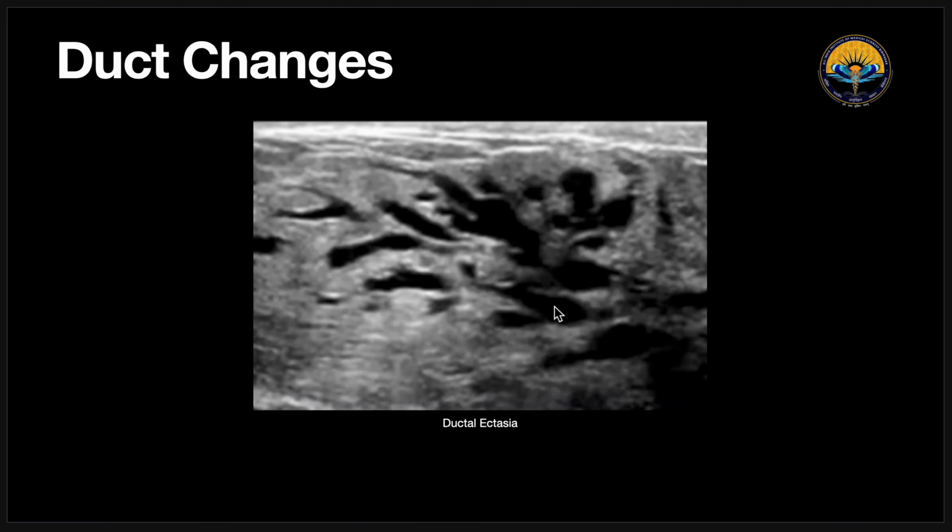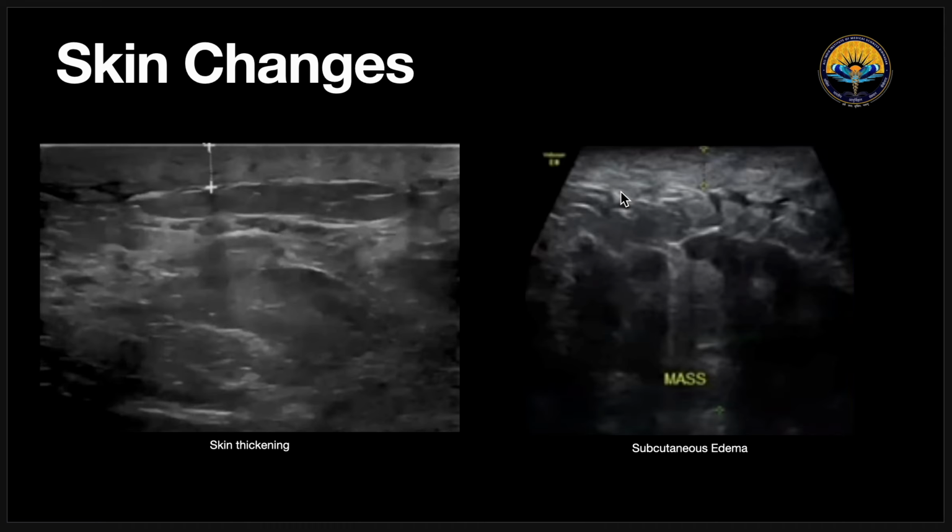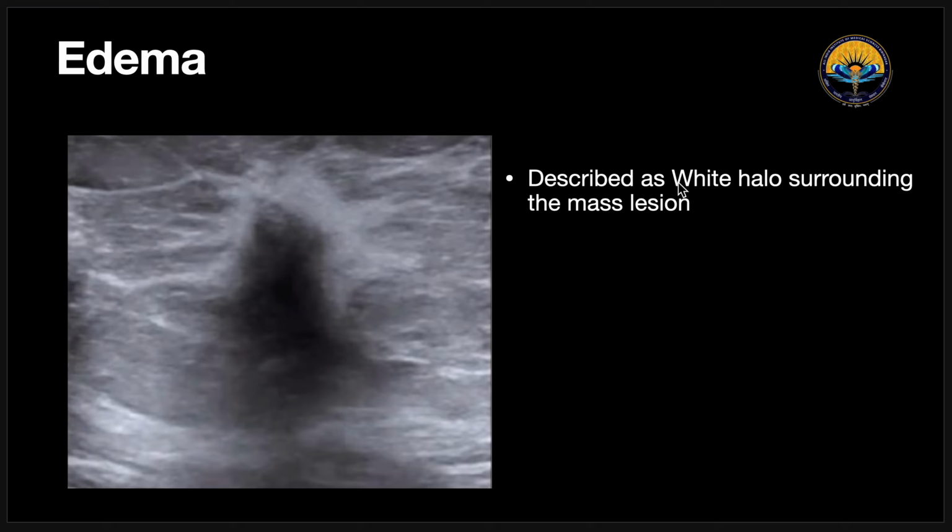Duct changes could be in the form of ductal ectasia, like this one. We could have skin changes in the form of skin thickening, skin retraction, or subcutaneous edema also. Edema as a whole is a different category also. Previously we used to describe this as a white halo surrounding the lesion, but now we describe this as edema surrounding the lesion.